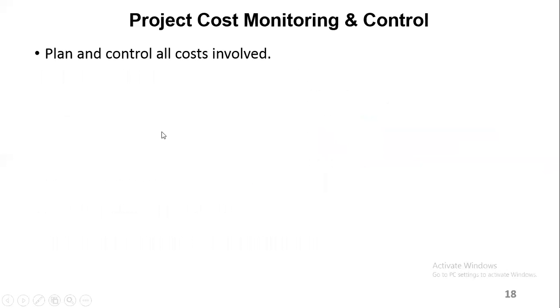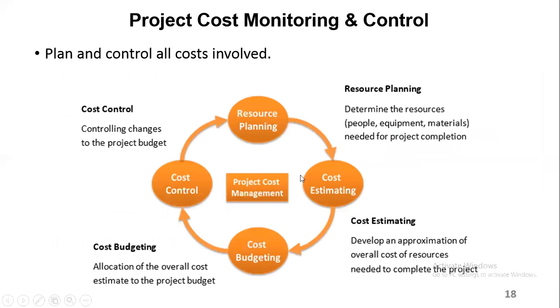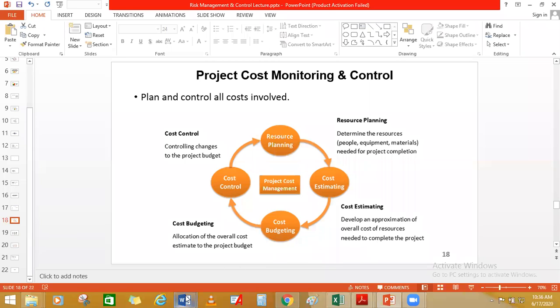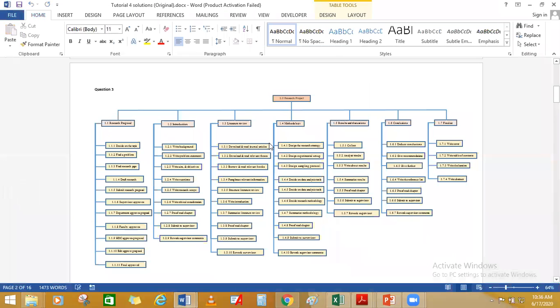Now, in terms of costs, you need to plan and control all costs involved in a project. This normally starts off with resource planning. In resource planning, you determine all the resources that you need to execute that project, whether it's people or human resource, equipment, materials, all of them that are needed for the project. And you can also take this information from the work breakdown structure.